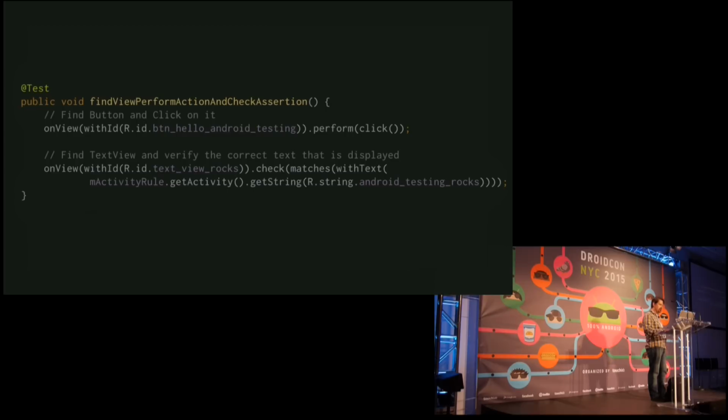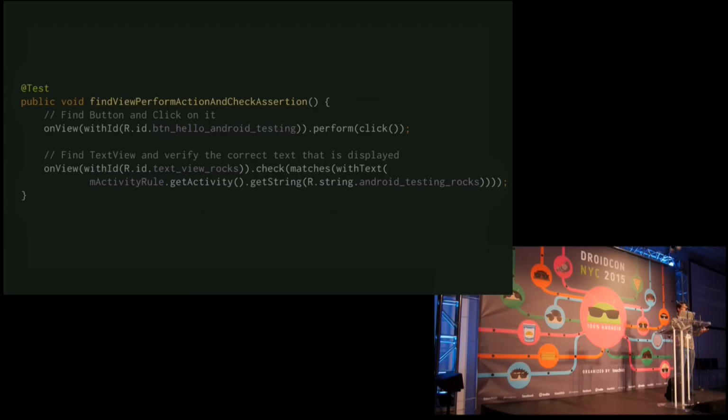So what should you do instead? Well, there's Espresso. This is what a test may look like using Espresso. This test is still going to be run on the instrumentation thread, but underneath the covers, Espresso does all the things that you need to do to make this not flaky. So here, it's getting a view with a certain ID, and it's performing a click on it.